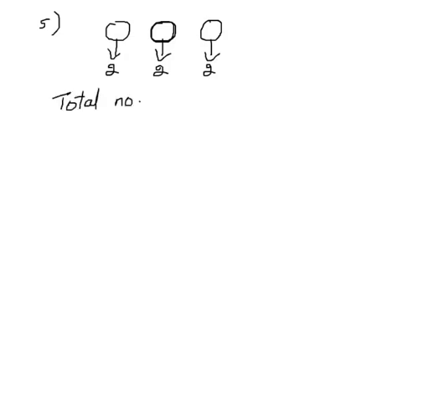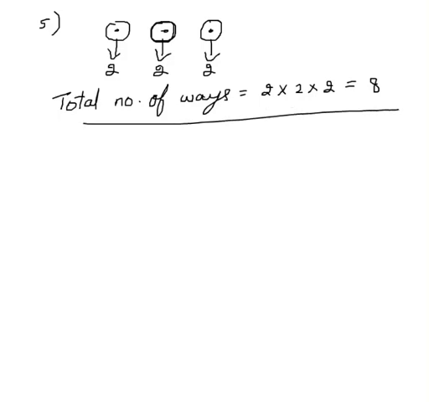So the total number of ways will be 2 into 2 into 2. Why are we multiplying? Because we need the result of the first coin as well as the second coin and the third coin also. So we need to multiply because it is 'and'. So total number of ways is equal to 8.